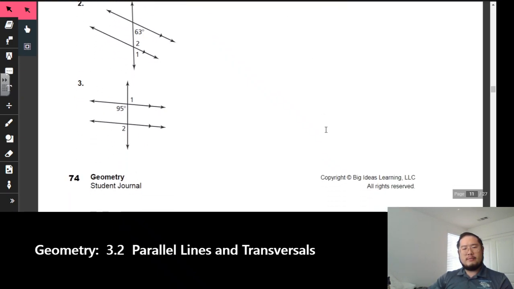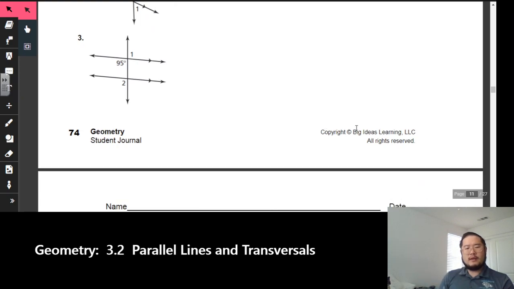Let's go ahead and move on to number 3. I can find angle 1 right here. Hopefully you realize, I mentioned it earlier, right at the very last part when we went through the different theorems, that you have to remember vertical angles. So angle 1 is 95 degrees because vertical angles are congruent.